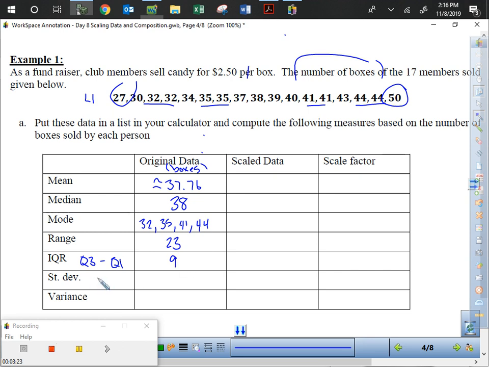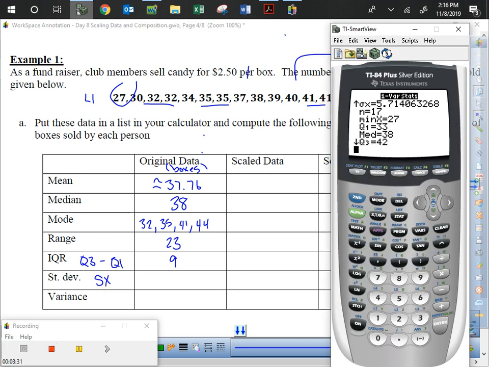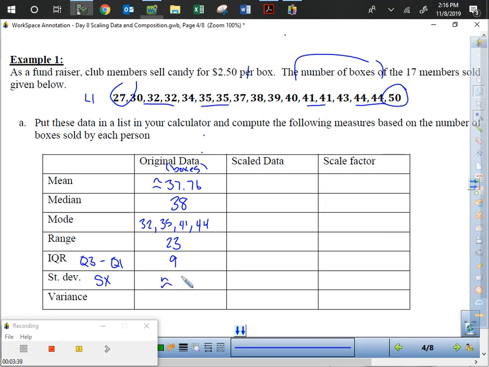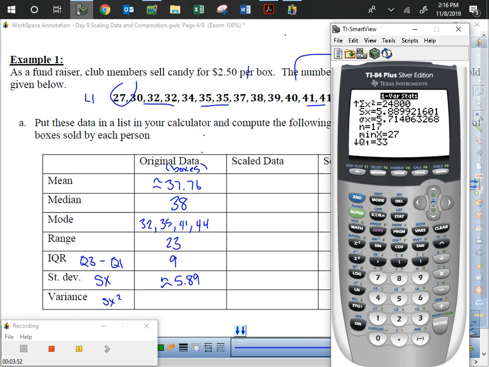Standard deviation, remember we want to use the sample unless we're directed to use the population. So we'll go up to the Sx, not the sigma x. So that's about 5.89. And hopefully you remember variance is just that squared. We want to use the exact number. That is one of the nice things about variance. It's always rational. If you remember from that formula, the square root goes away.